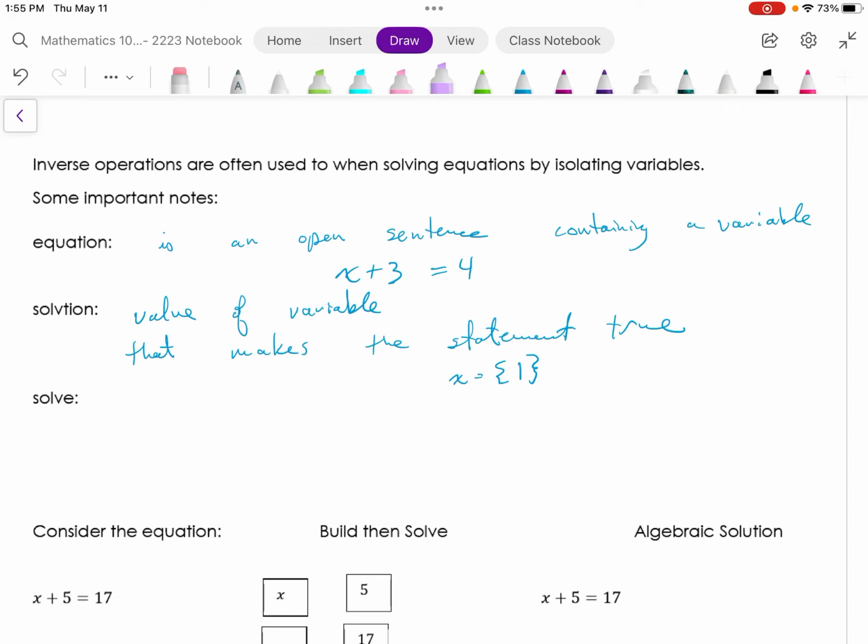Now, if you notice solution, I used to spell the solution with a V. And I did that intentionally because the word solve is related to solution. Solving is just the process to find a solution. Or it's the command word to find the solution.